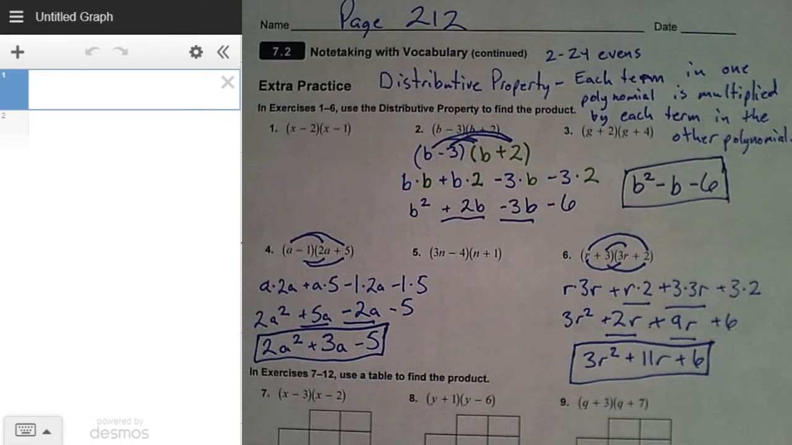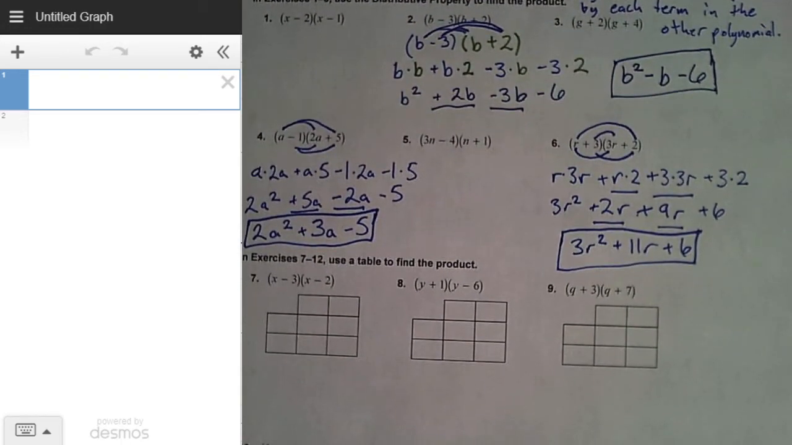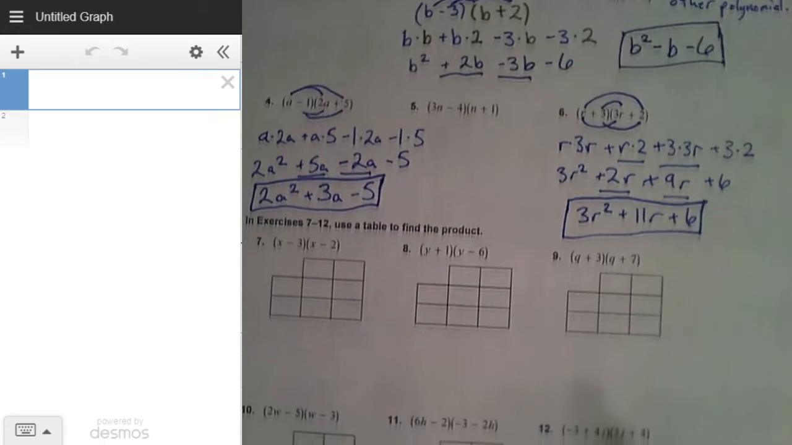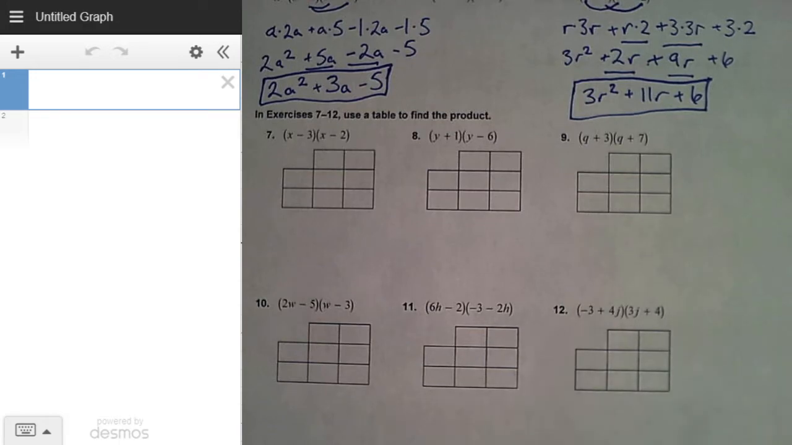So that is the distributive property, and that's just three examples. On the next page, we'll give you a chance to check your work, and we'll work through those. Here is the new method. They call it the table method. Sometimes we call this the box method, because each one of the terms is getting put in a box.